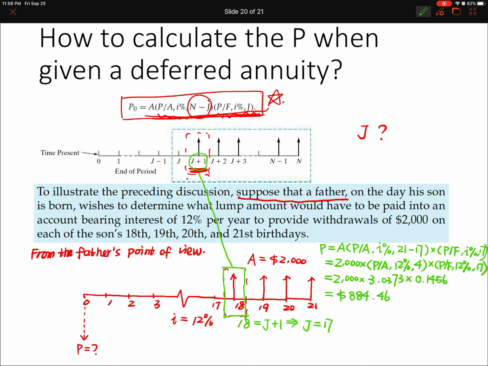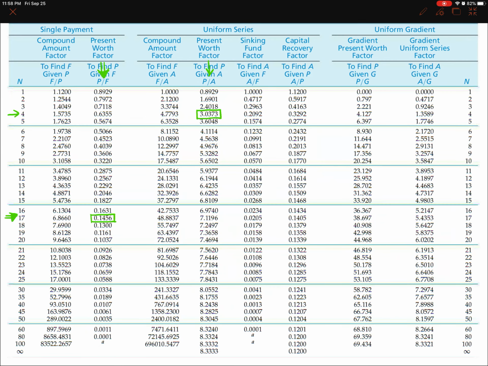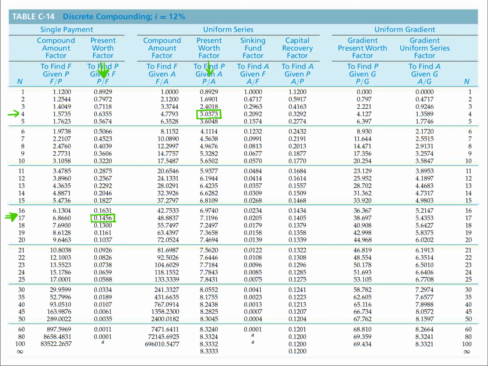But this problem is what we call deferred annuity. So the tricky point is you need to find out the J, okay? And once you find out the right J, you don't have any problem calculating it. Just use this equation. Okay, so that's it for today.